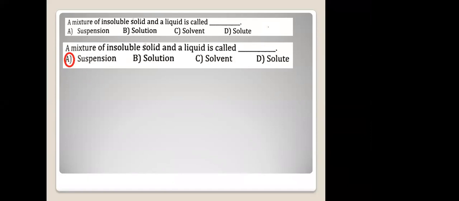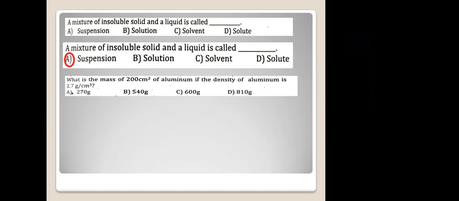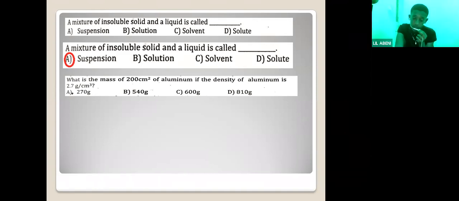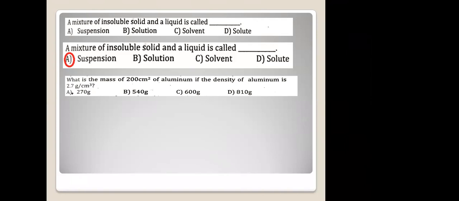Guys, are you listening? What's an example of a suspension? Sand and water. Can you give me some other example for a suspension? Soil and water. Oh yeah, that's right. Sand and water, soil and water. Now moving on to the next question. Chalk and water. Yes, very good example, chalk and water.